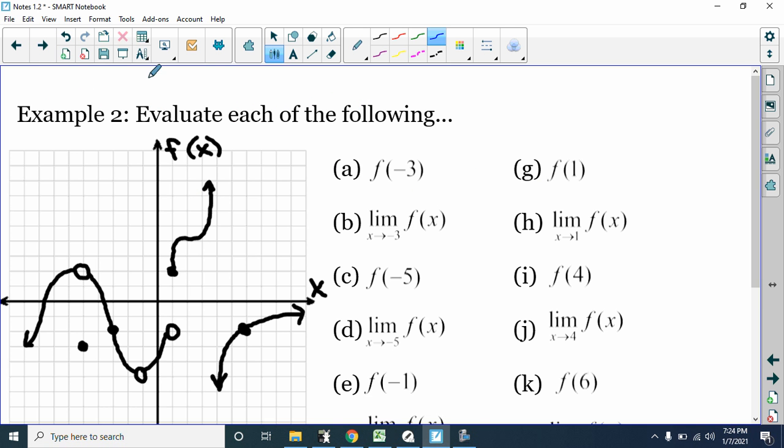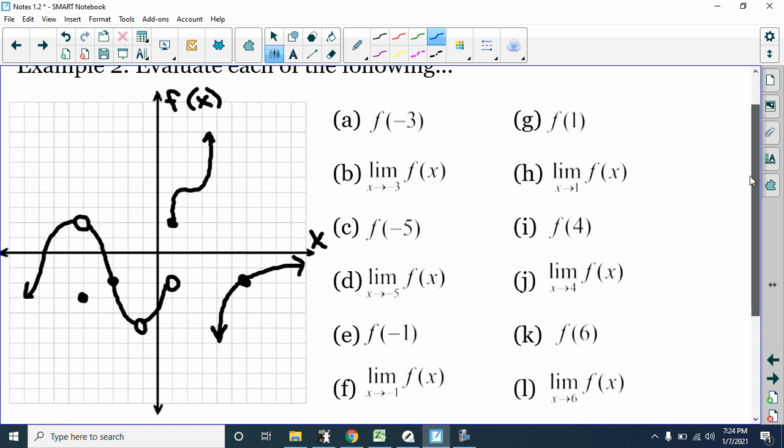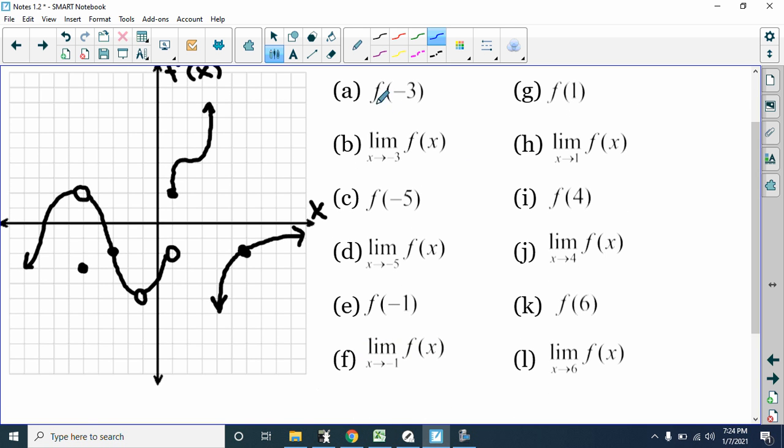So going back to our example here, when it asks f of -3, it wants to know when x is -3, what is my y value? When x is -3, my y value is defined to be this point right here. The y value is -2.